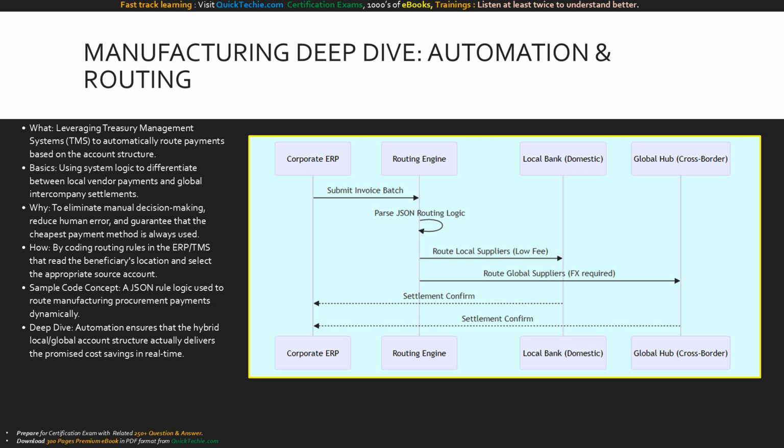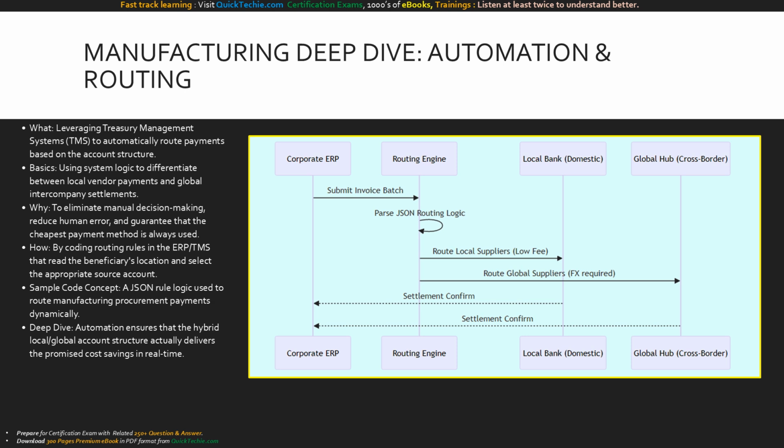First, the corporate ERP submits a massive batch of mixed invoices to the routing engine. The routing engine instantly parses the JSON logic we discussed. It dynamically splits the batch. It routes the local supplier payments down to the local bank for low-fee domestic clearing, while simultaneously routing the global supplier payments up to the global hub, where foreign exchange risk can be managed centrally.